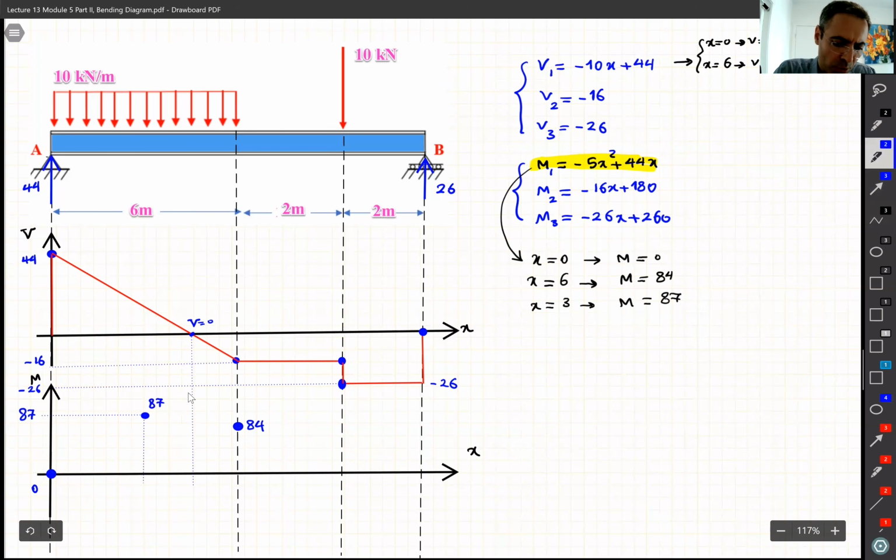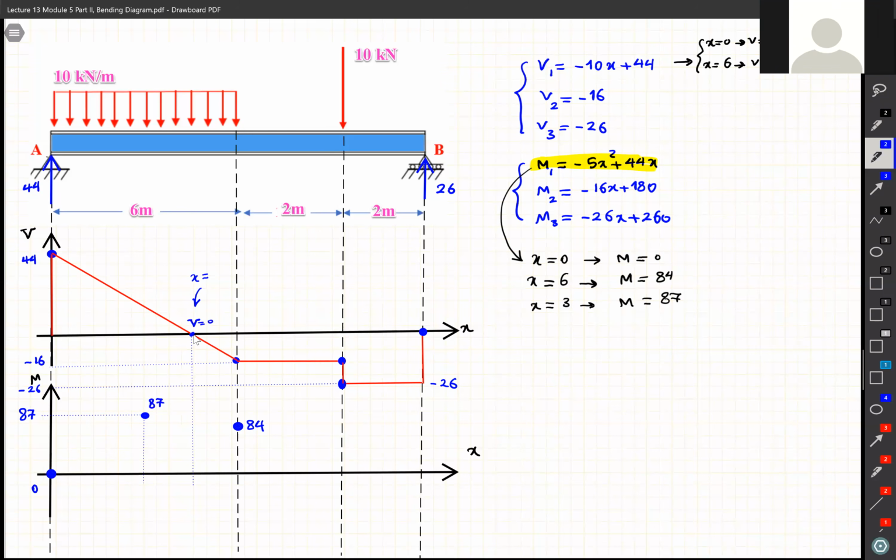But we don't know the X for this point, right? How can we find X for this point? Any idea? We know V here is 0, but what is X at this point? Are you guys with me? So the question is, here V is 0 because the line is crossing the X axis, right?